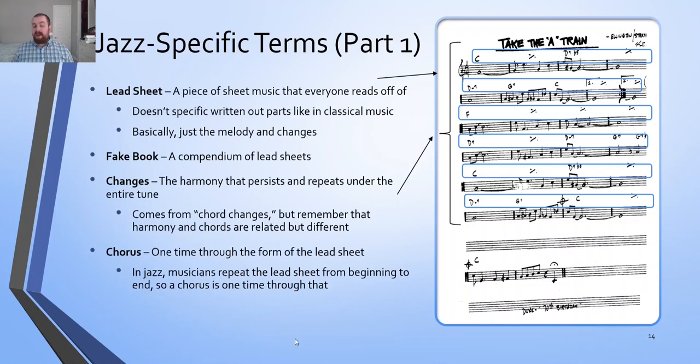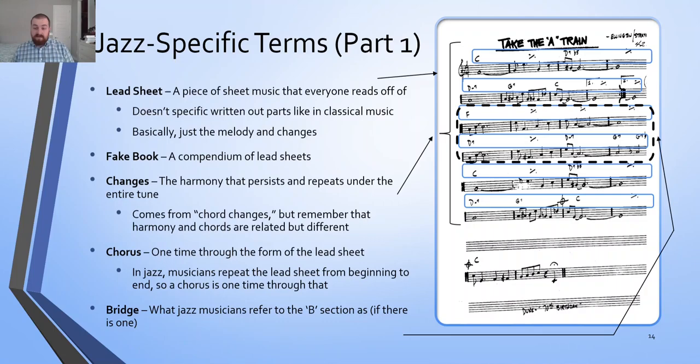And then finally, we have a term that we call the bridge. You will see this with relative frequency. For jazz musicians, the bridge refers to the B section, if there is one, okay? In this tune, we have an AABA tune. The B section is referred to as the bridge. That's basically it. If somebody talks about the bridge, it's just a contrasting phrase within the overall form, usually in an AABA tune.